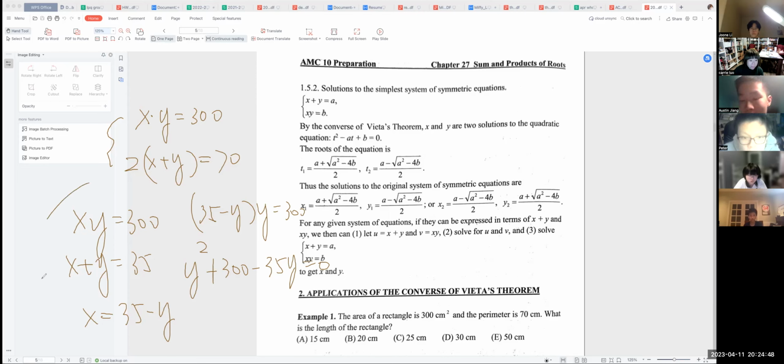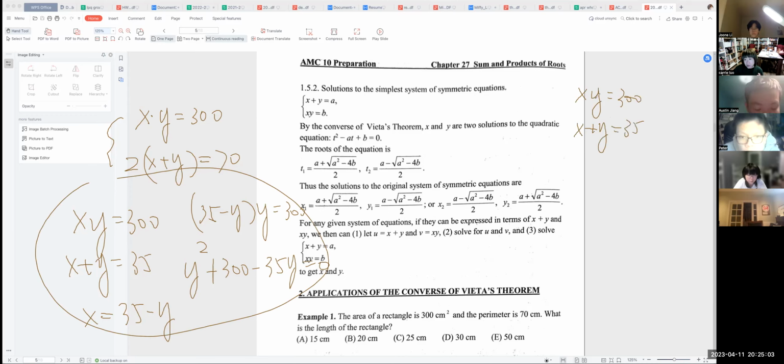Can we immediately get the equation? Yes, okay? So everybody, if x times y equals 300 and x plus y equals 35, can we just consider this as x1 plus x2 equals 35 and x1 times x2 equals 300? The first thing we explained today is that if you have x1 plus x2 equals something and x1 times x2 equals something, we can get the equation back from them.